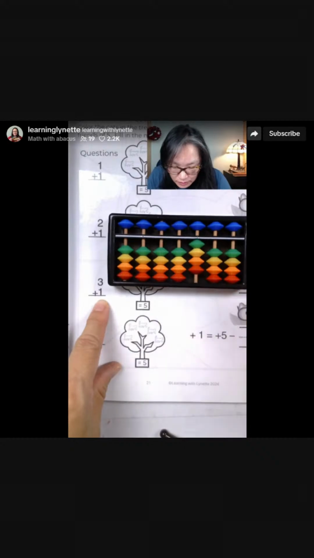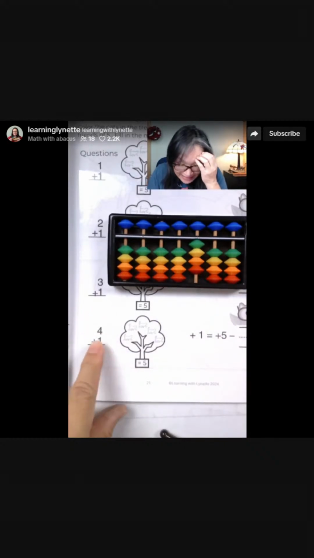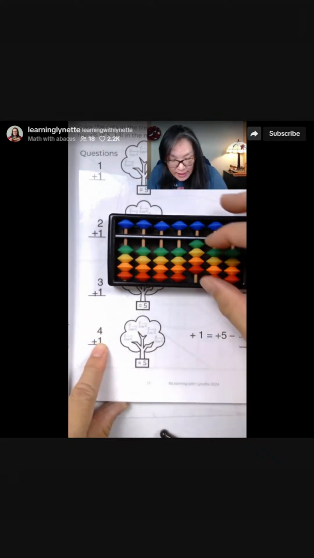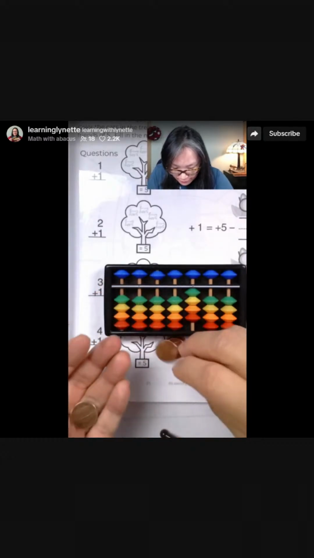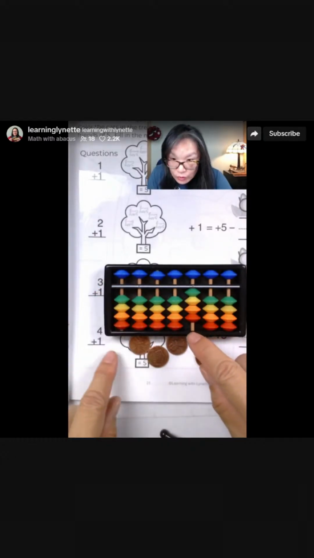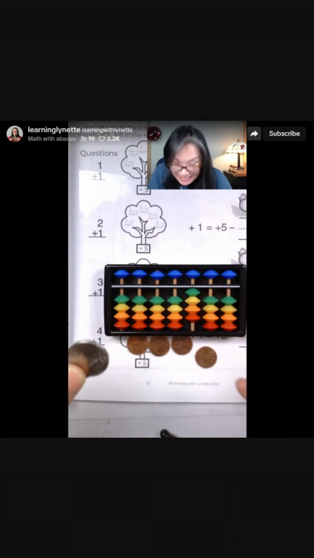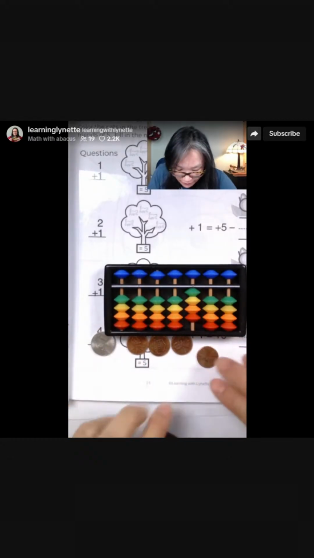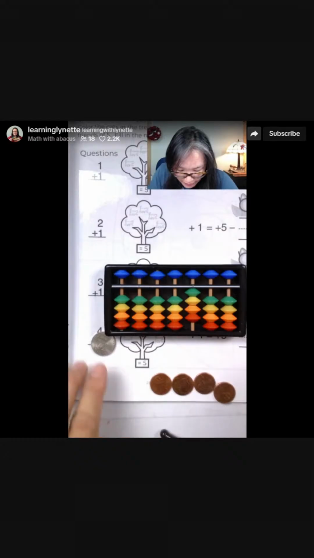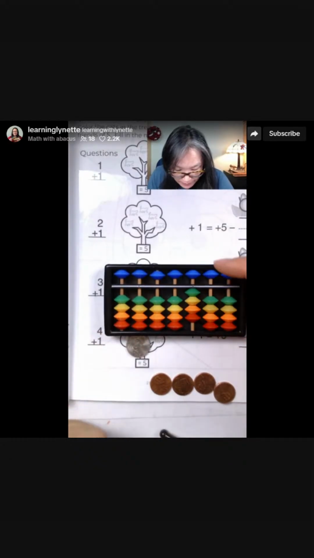If I have 4 on my abacus, I have no more room for 1. What do I do? I need to give you my 5 cents, but guess what? Now I take the whole thing. If I give you my 5 cents, I'm going to take the whole thing, right? I can show you on my abacus. If I add the 1, I need to plus the 5 and take away the 4. That's what I did. Yep.